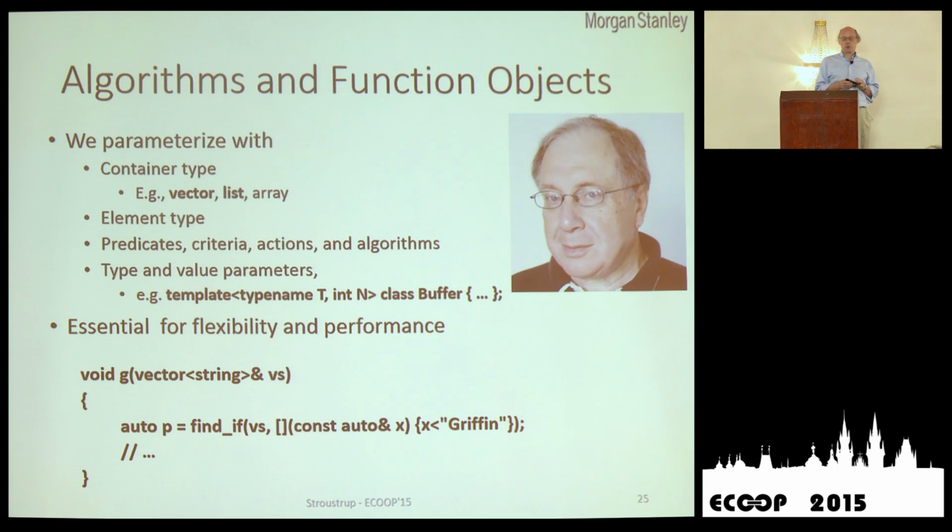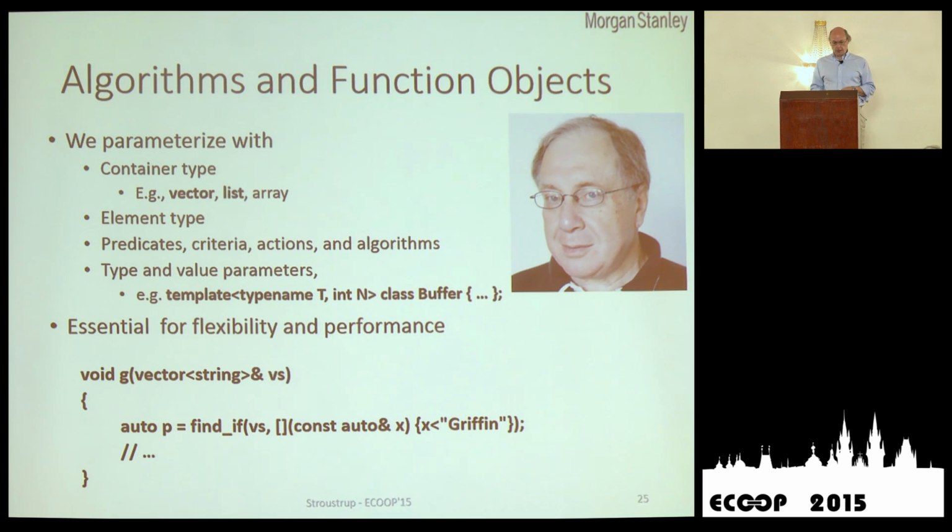We can go further. That abstraction, you can parameterize the algorithms with the container type, with the element types, with predicates. I mean, is something equal to something else, something less than something else? Comparison criteria, actions, what do I do when I find something? And whole algorithms can be passed along that way. They're called function objects in old C++. Today we have the lambda notation for expressing it. And this gives fairly extreme flexibility without losing the performance.